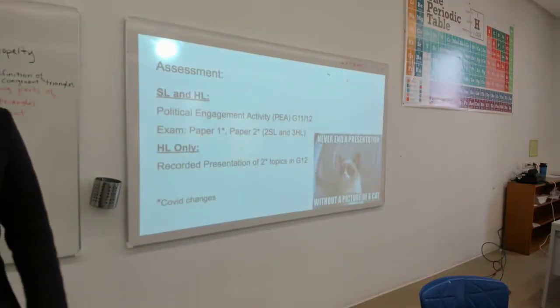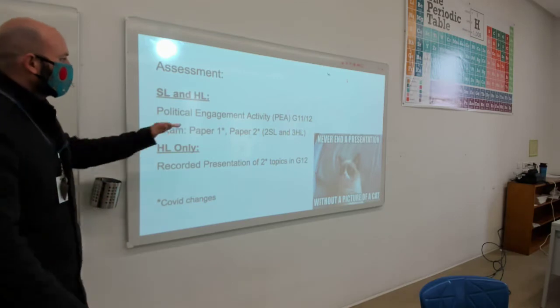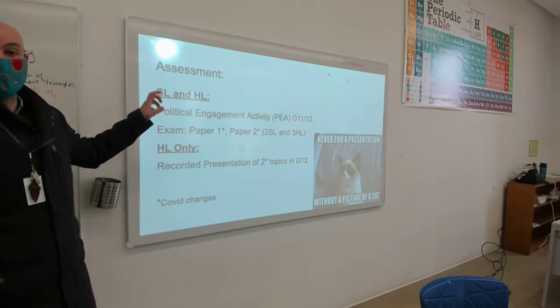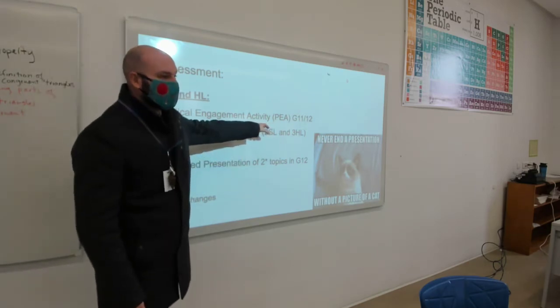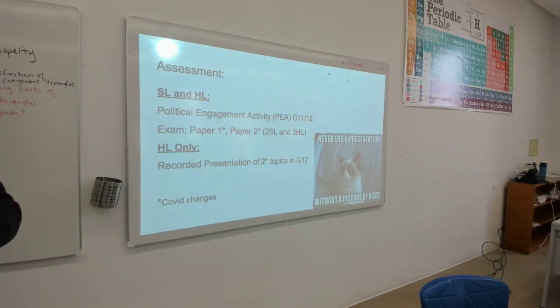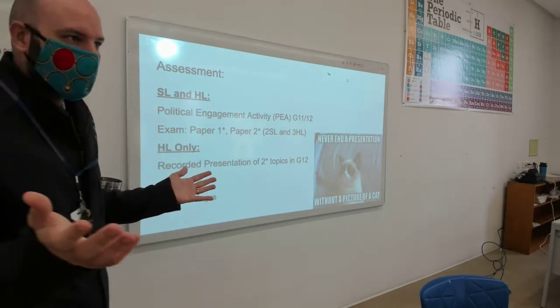So, from an assessment perspective for the IB, what do you actually do in order to get your diploma? Both SLs and HLs, you'll do what is called a political engagement activity, or PEA. This is internally assessed, it's an IA, so I assess it, I mark it, and then send it off to the IB to look at. It begins during grade 11 and finishes in grade 12. Basically, you will come up with a political issue that you personally are interested in. It can be just about anything, because just about anything is political.